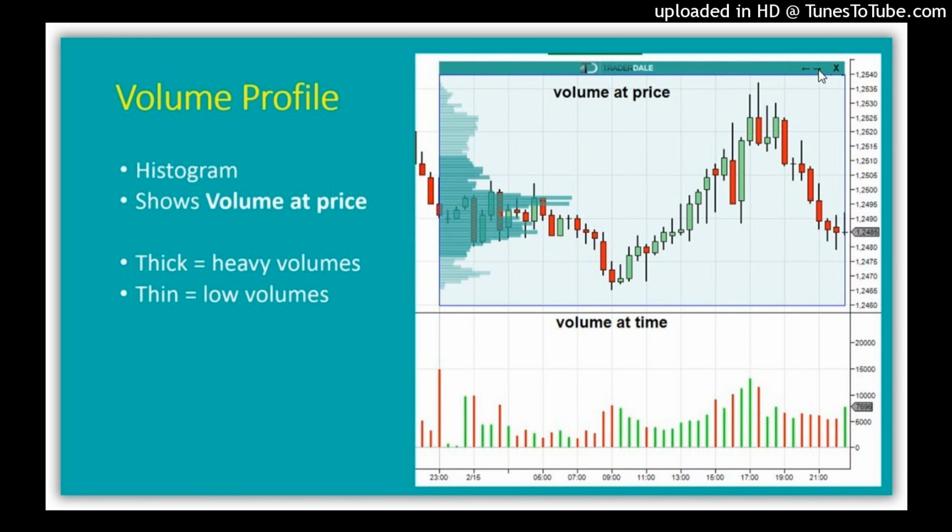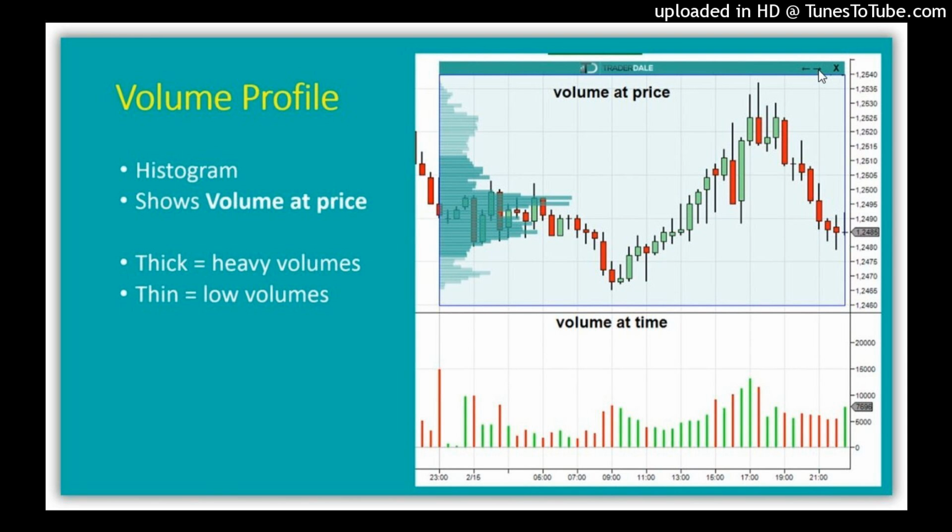If compared to volume at time, then this is the volume at time. This shows you at what times given volumes were traded. This is also pretty handy, but volume at price, in my opinion, is much more important. It gives you much more information.